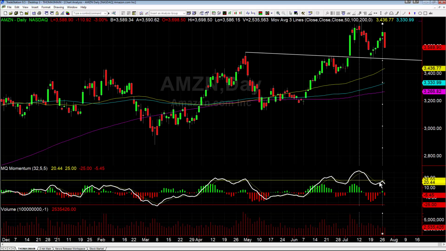And this is just kind of an overhead view of what I like to watch for with momentum oscillators. But that's it for now.